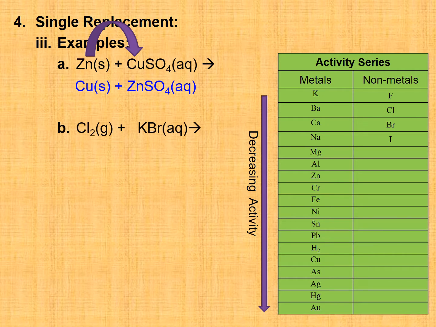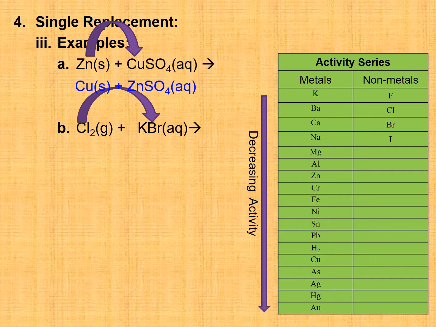In the next example, we're going to be looking at a nonmetal replacement reaction, so we'll be comparing two nonmetals, that is chlorine and bromine. When we take a look at where these elements fall in the activity series, we see that chlorine is more active than bromine. It's higher up in the activity series. Therefore, that means that chlorine wants to be in the compound, it wants to be in a relationship more than bromine does. So in that case, a displacement will occur and the reaction will take place.